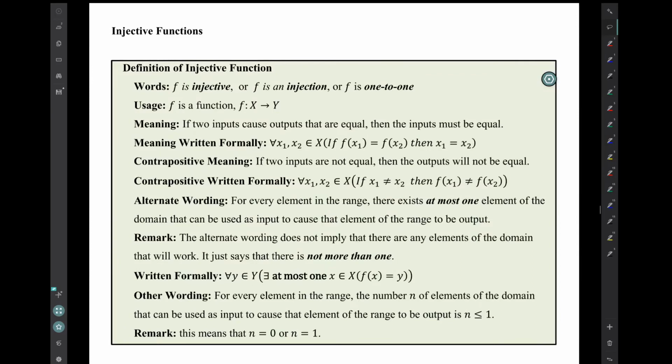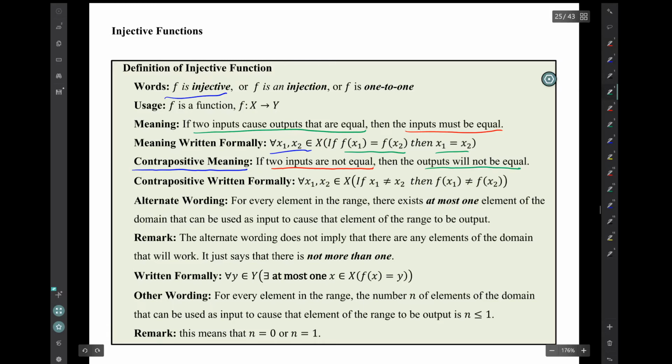The second property that I want to talk about is the property of being injective. To say that a function f is injective means if two inputs cause outputs that are equal, then the inputs must be equal. That's written formally this way. For all x1 and x2, if the outputs are the same, then the inputs must have been the same. Now remember from discrete math that for every conditional statement there's a logically equivalent contrapositive statement. So the contrapositive is the following. If two inputs are not equal, then the outputs are not equal.